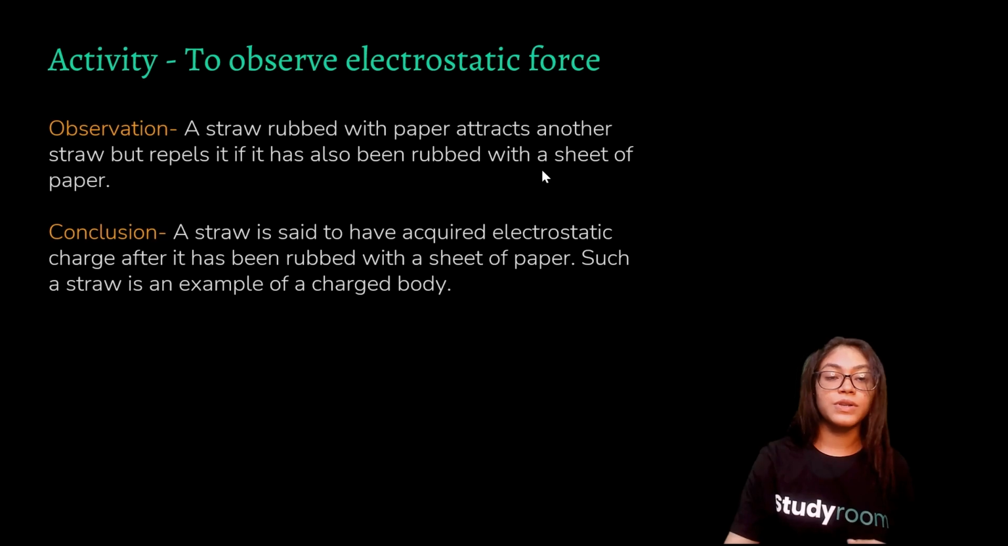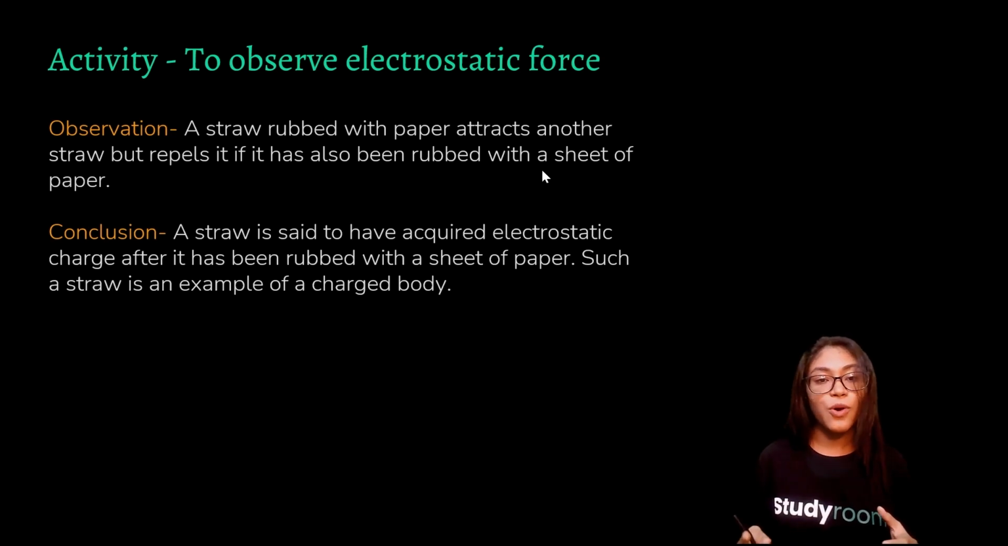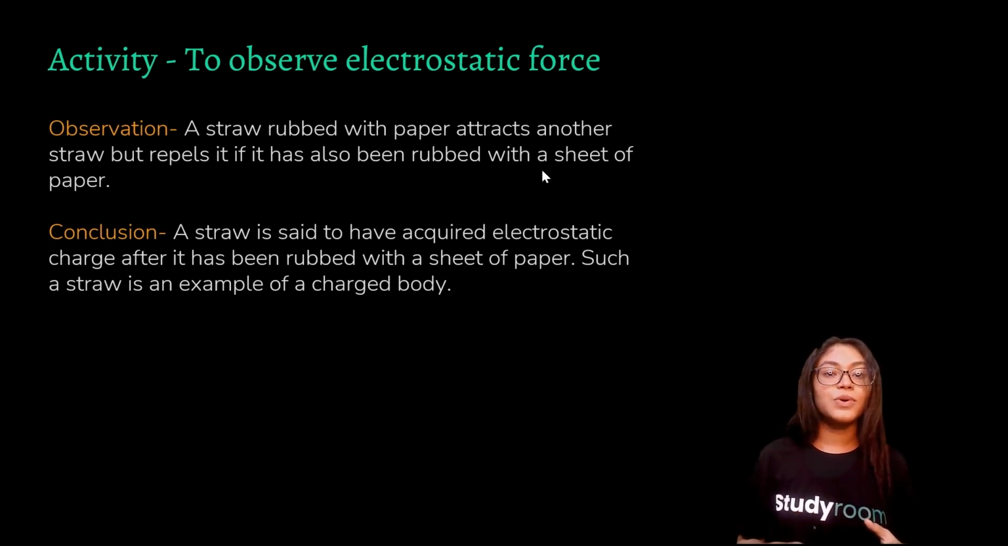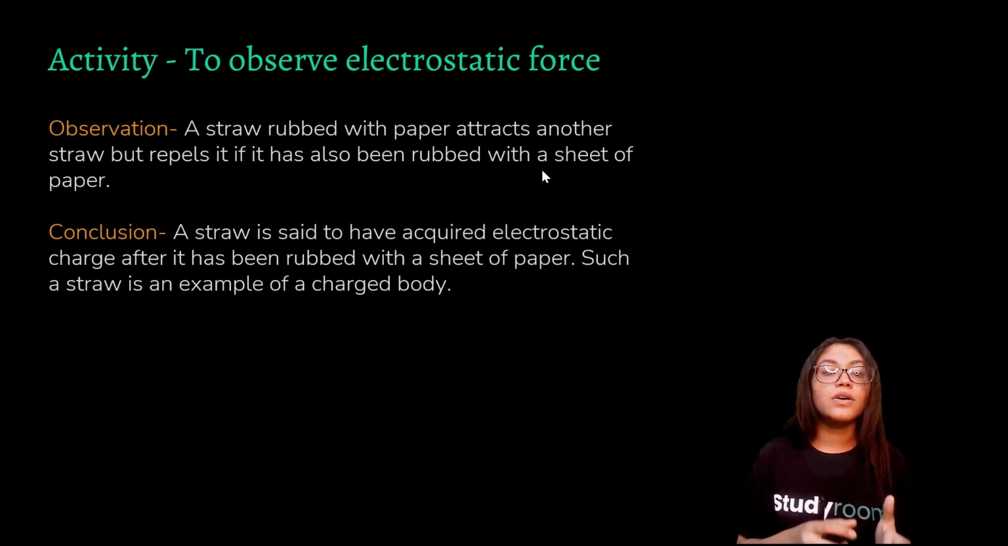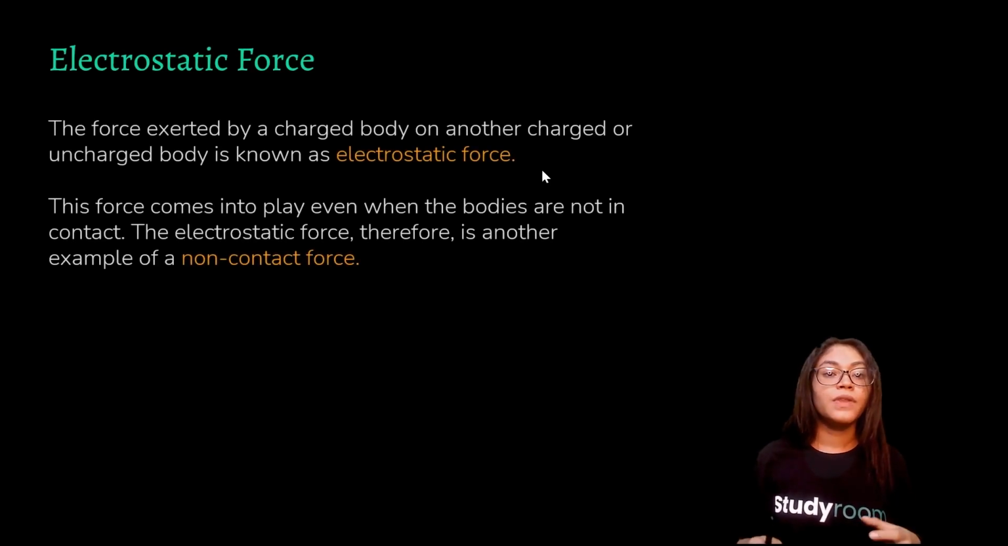Now what will we observe in this? We will observe that a straw rubbed with paper attracts another straw, but repels it if it has also been rubbed with a sheet of paper. Therefore, we can conclude a straw is said to have acquired electrostatic charge after it has been rubbed with a sheet of paper. As soon as you rub it on a sheet of paper, it acquires a force. Such a straw is an example of a charged body. Now, again, because there is no point of contact, it comes under the category of non-contact force.